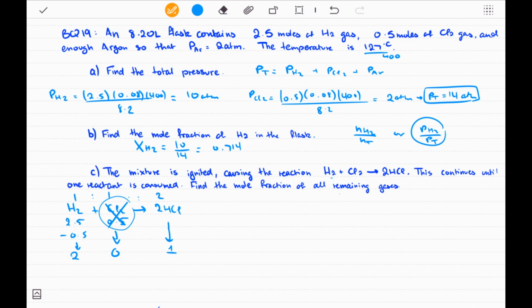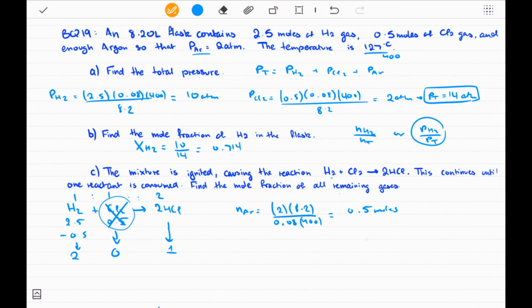Now we have these 3. The last thing we need is the number of moles of argon. We have the pressure of argon, similar to question part A. All we need to do is just PV is equal to nRT. So the number of moles of argon is going to be equal to P, which is 2, times V, which is 8.2, over R, 0.08, times the temperature, 400. And you should get the number of moles of argon when you round them down to be 0.5 moles.